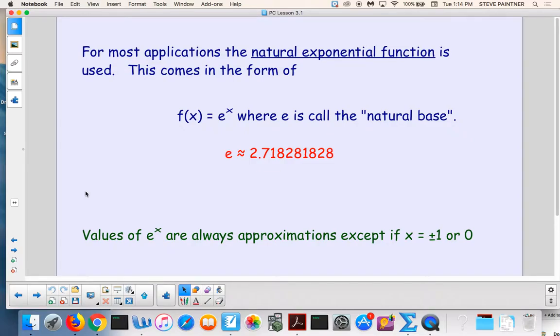Okay, you guys were exposed to this yesterday, exponential equations, which basically said this.